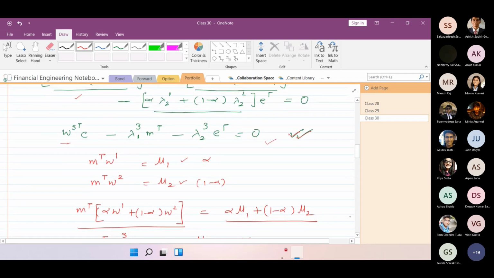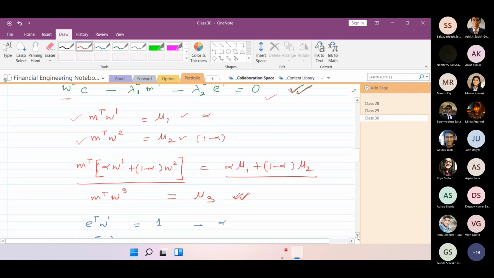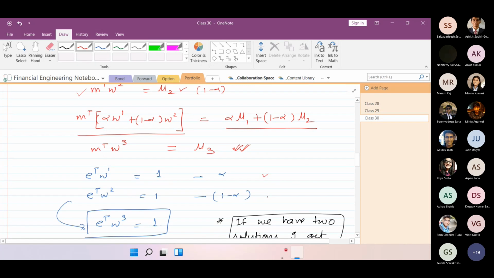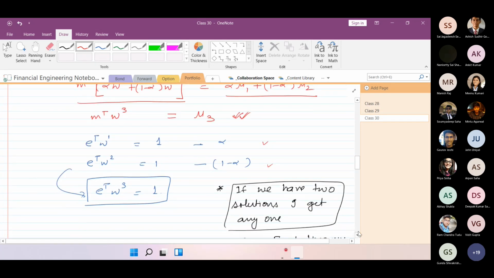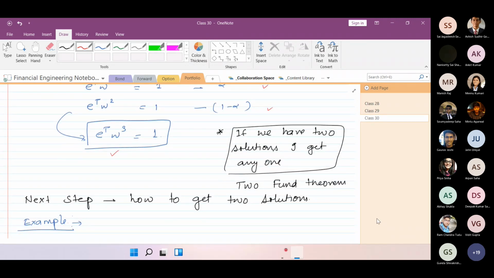Similarly, I multiplied the second equation for solution 1 and solution 2 with the combination of alpha and 1 minus alpha, and this also satisfies my second equation. And finally, because its right-hand sides are all 1, the third equation is also satisfied using the combination. So this means that if I have two particular solutions, then I can get the minimum risk for a particular return. Is it clear, Akshat? Yes, sir. You can see how the proof has been done.